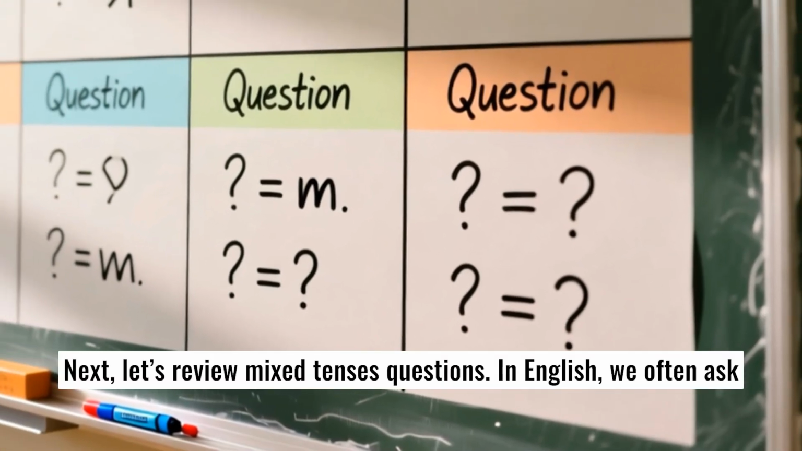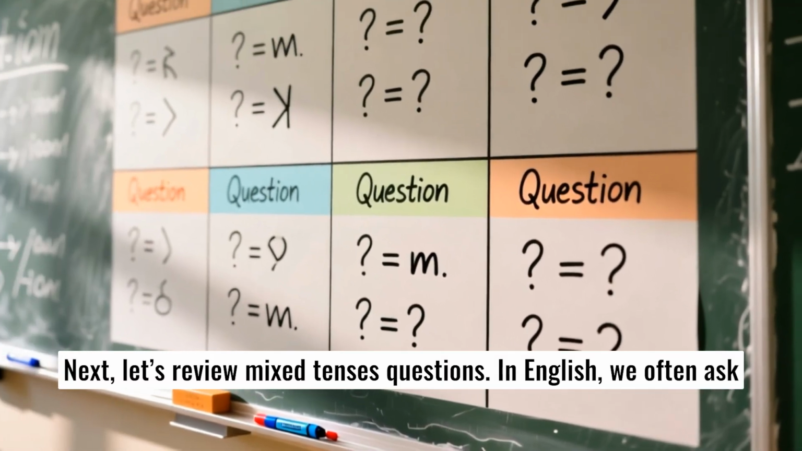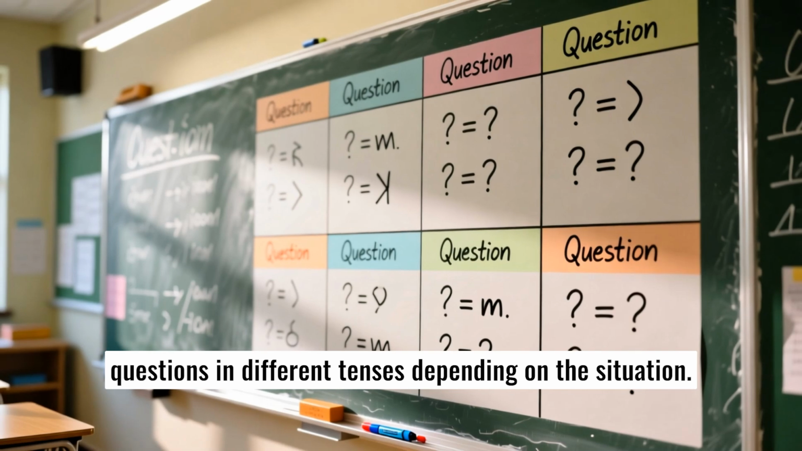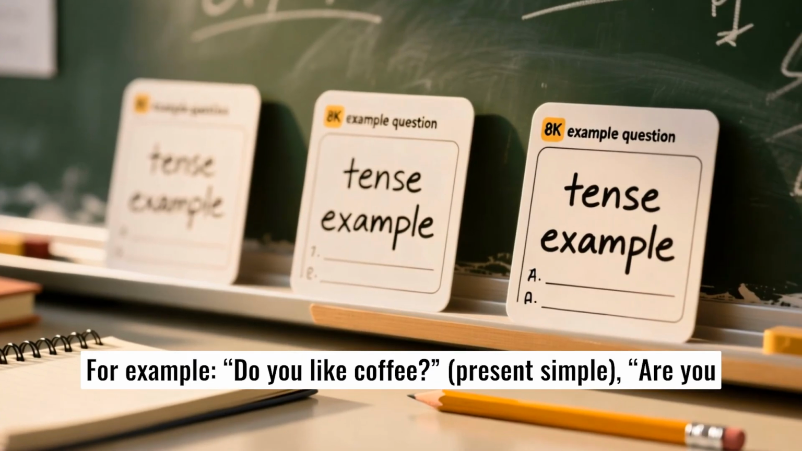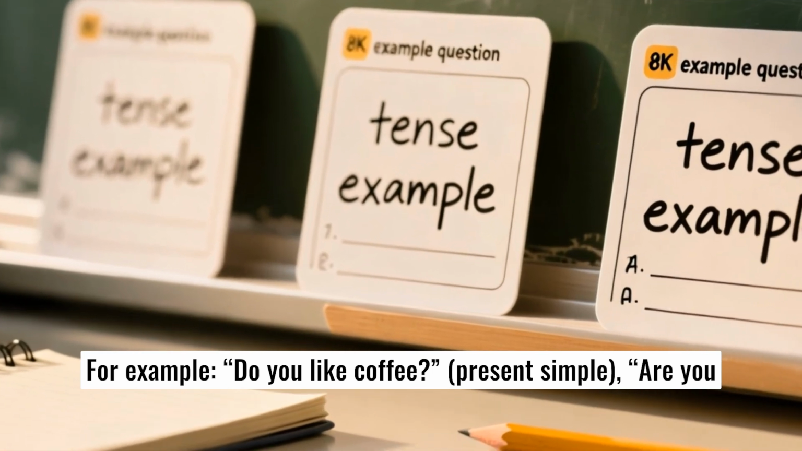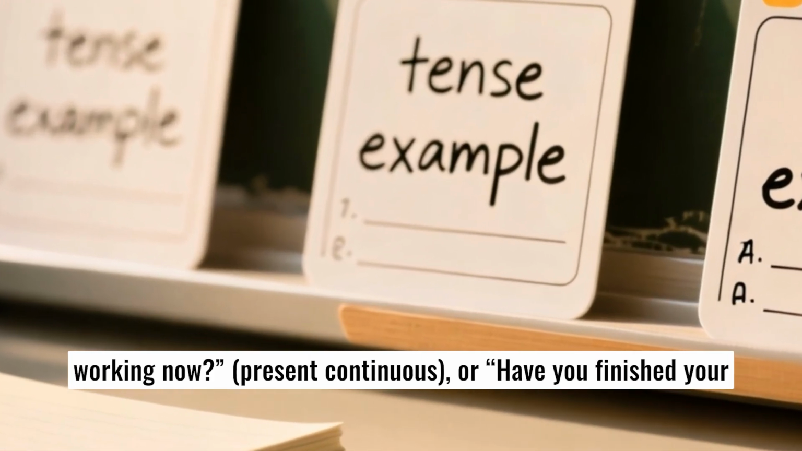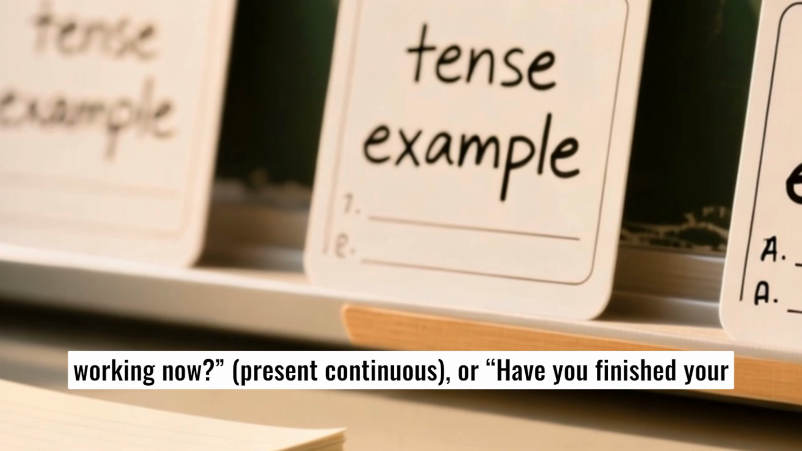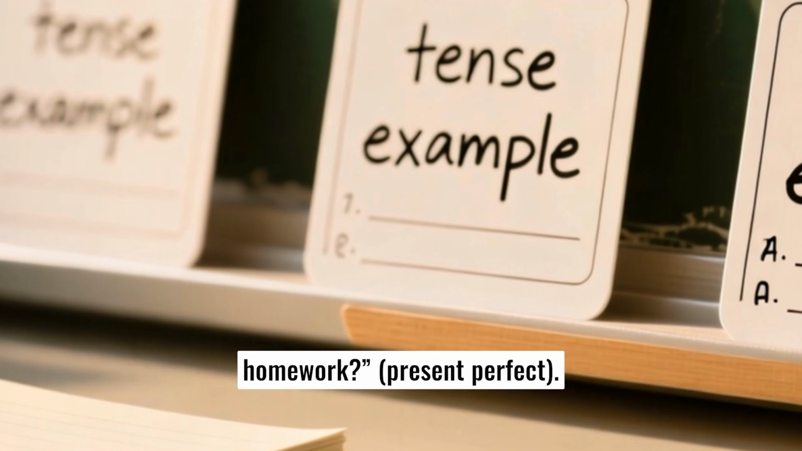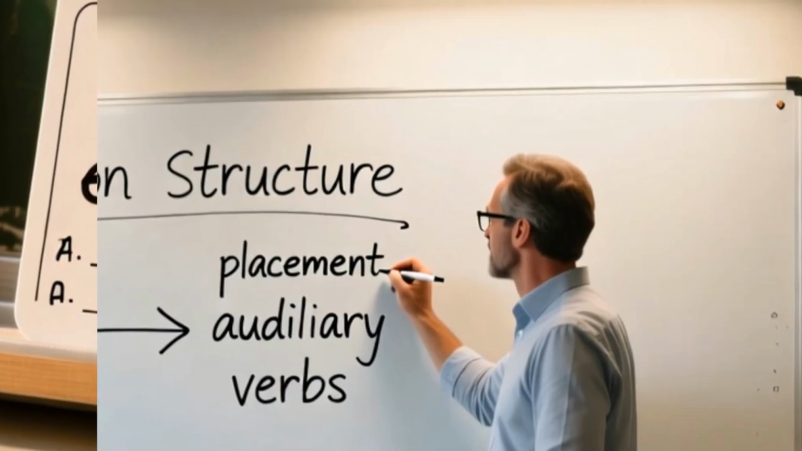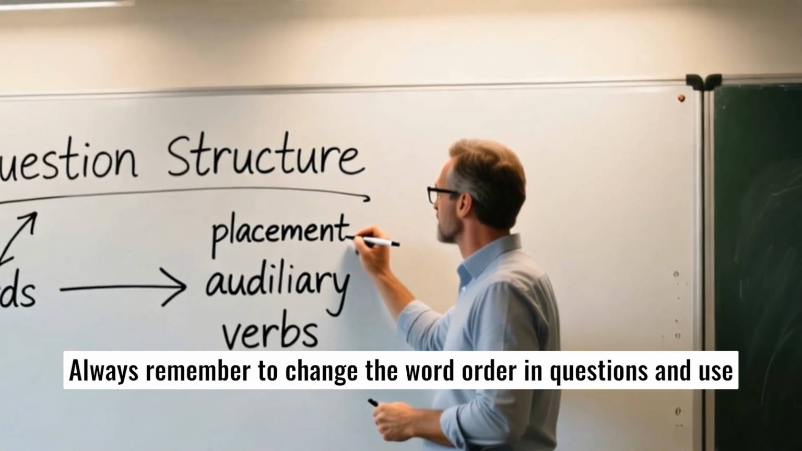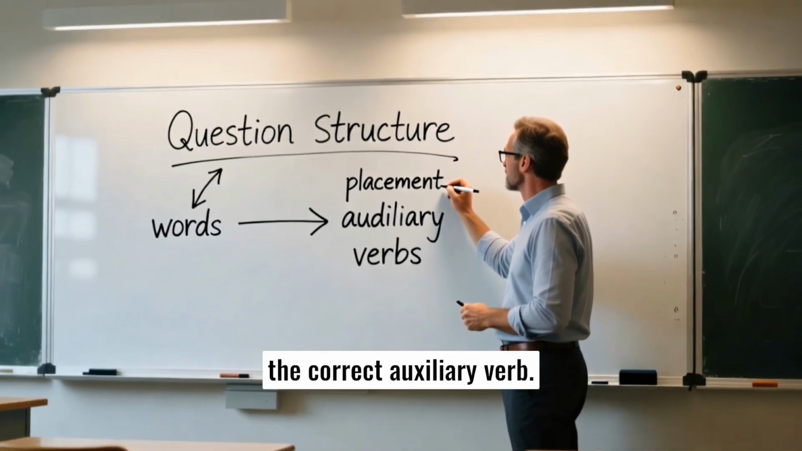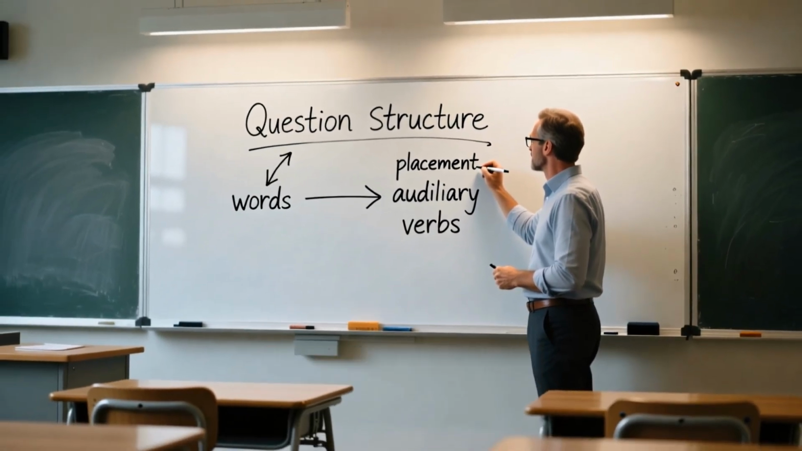Next, let's review mixed tenses questions. In English, we often ask questions in different tenses depending on the situation. For example, do you like coffee? Present simple. Are you working now? Present continuous. Or have you finished your homework? Present perfect. Always remember to change the word order in questions and use the correct auxiliary verb.